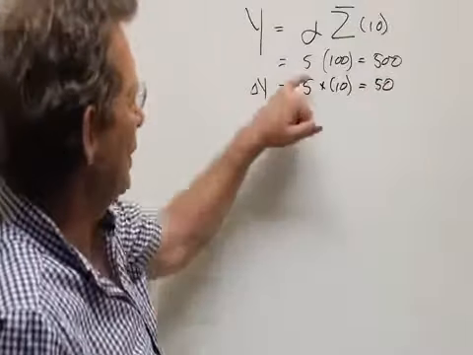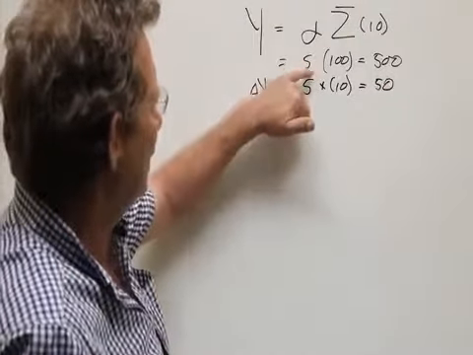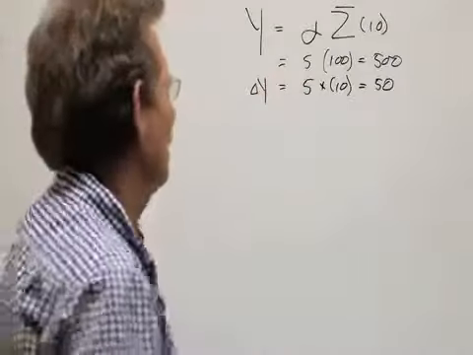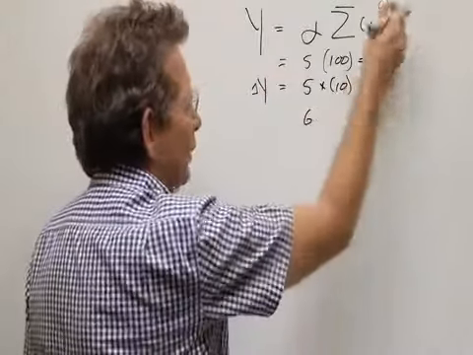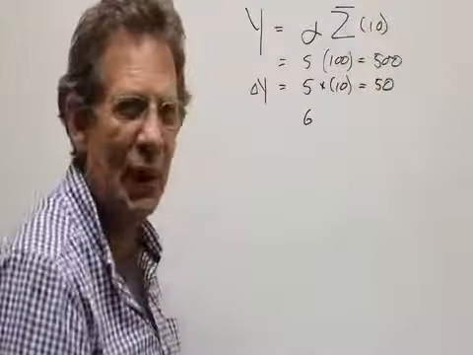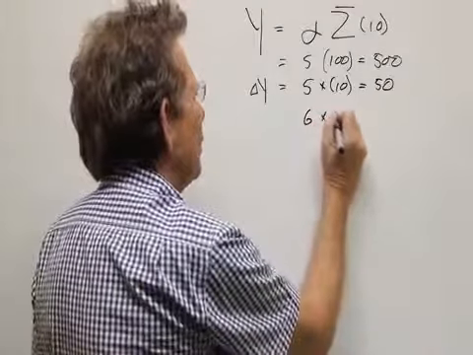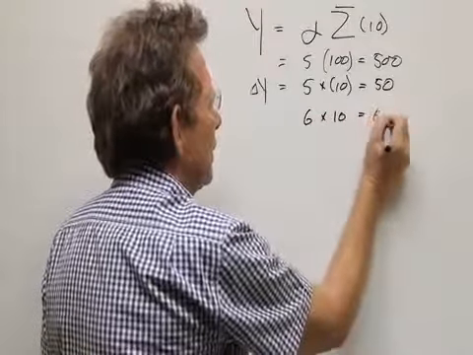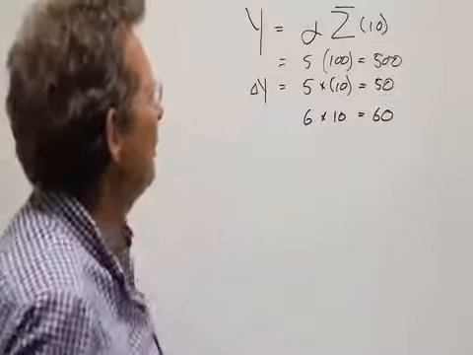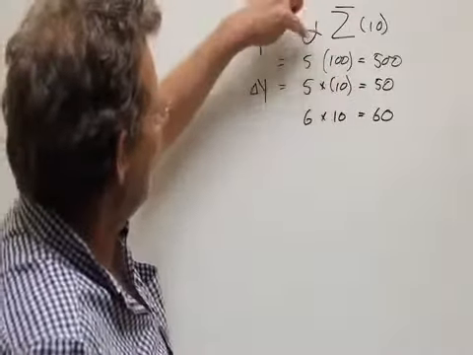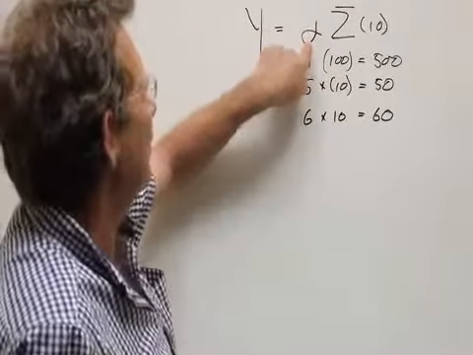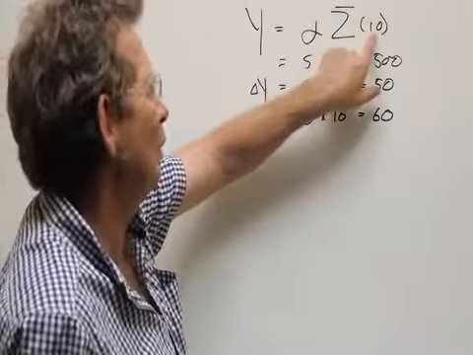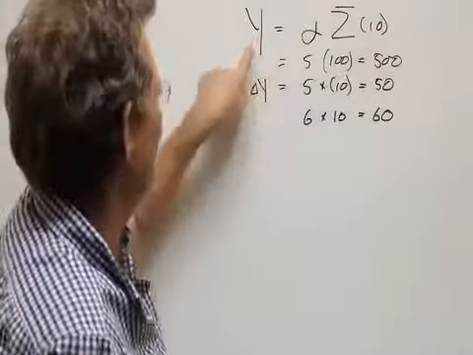The question now is then, what happens if there's an increase in the multiplier? Let's say the multiplier is 6 and the autonomous spending still increases with 10. Then your increase in income will be equal to 60. So what happens is, the greater the multiplier, the greater will be the impact of the increase in autonomous spending on the level of output.